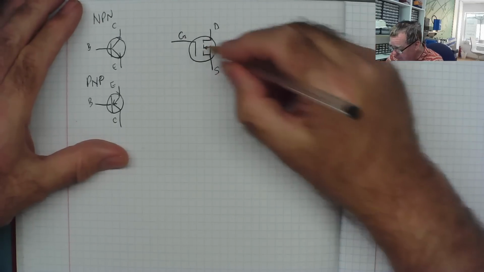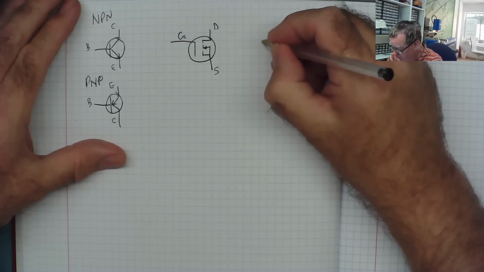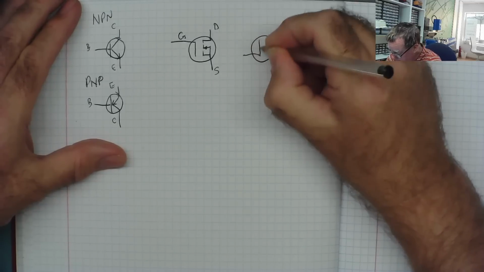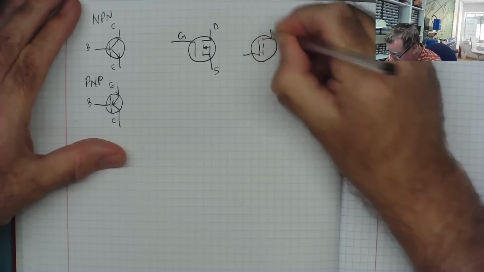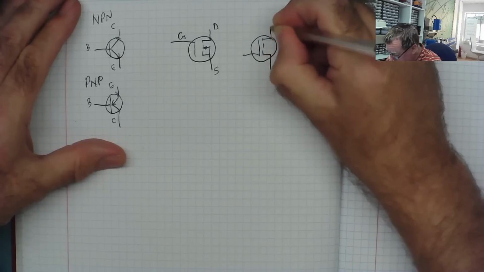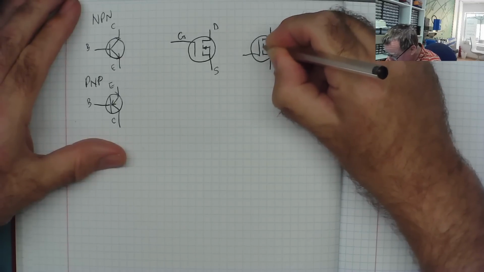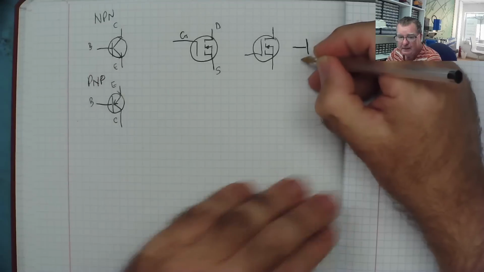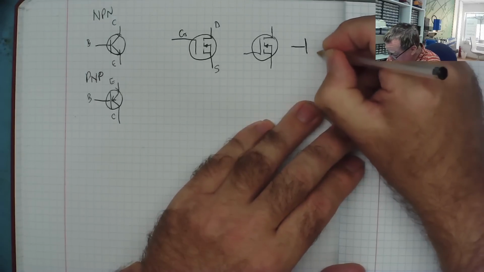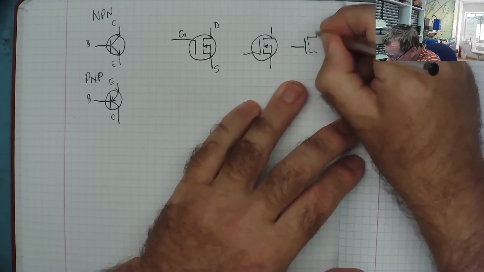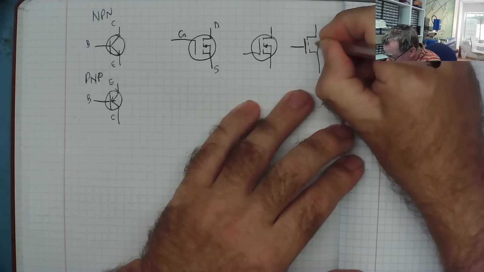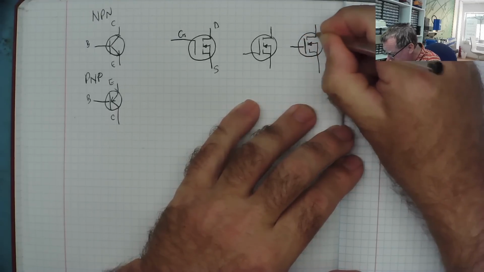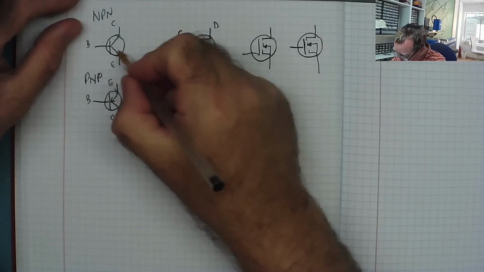There are a few variations on this symbol. The gate connection can be the other way up. Usually is, in fact. So usually this would go such a way. But it really isn't important. So we can have this sort of symbol. And we can also have a symbol like this one, where the gate connection is actually shown in the middle.